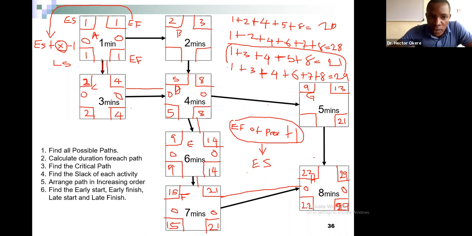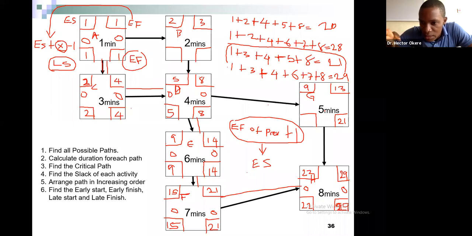I told you when you are calculating for early start, early finish, you calculate forward. But when you're calculating for late start and late finish, you calculate backwards. All right, that is why we're starting with the last one. And the last one is 8. We already have this value, so we go to the next. All right, so 22 minus 1 is 21. 21 minus 5 is 16. 16 plus 1 will be 17.